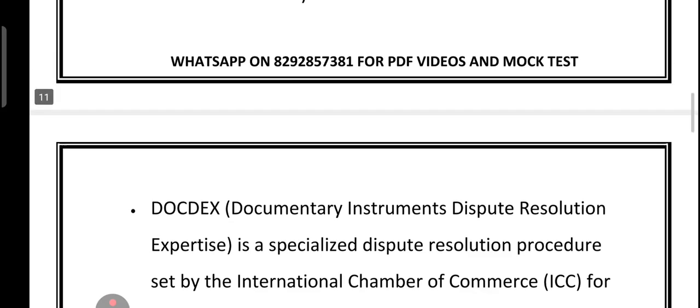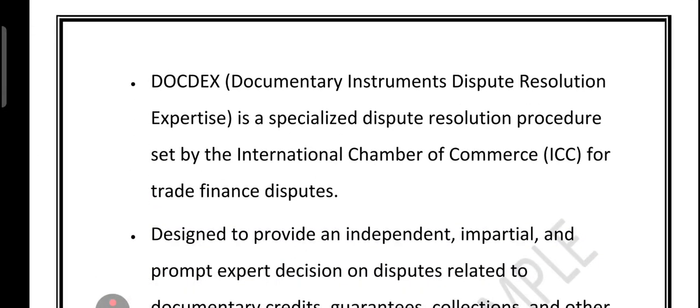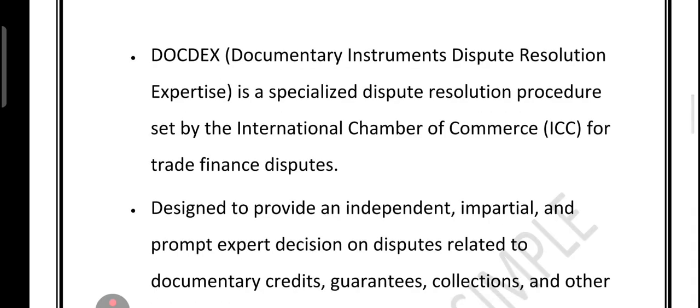Now friends, let's talk about ICC DocDex rules in simple terms. So DocDex stands for Documentary Instruments Dispute Resolution Expertise. Sounds heavy, right? But in plain English, it is basically a special system made by the International Chamber of Commerce to quickly and fairly solve fights that happen in trade finance. Things like letter of credit, bank guarantee or collection.